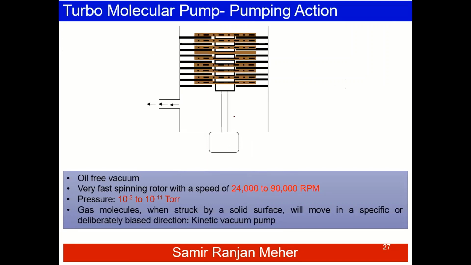And the gas molecules, when they strike the solid surface of this blade, will move in a specific direction, and ultimately they will be pumped out of the chamber. Since it is a momentum transfer pump, it is always backed by another rough pump, whether it is a Roots pump or a rotary pump. One of the advantages is that it is an oil-free vacuum pump, so it can be used for growing high quality films, mostly for optoelectronic applications.